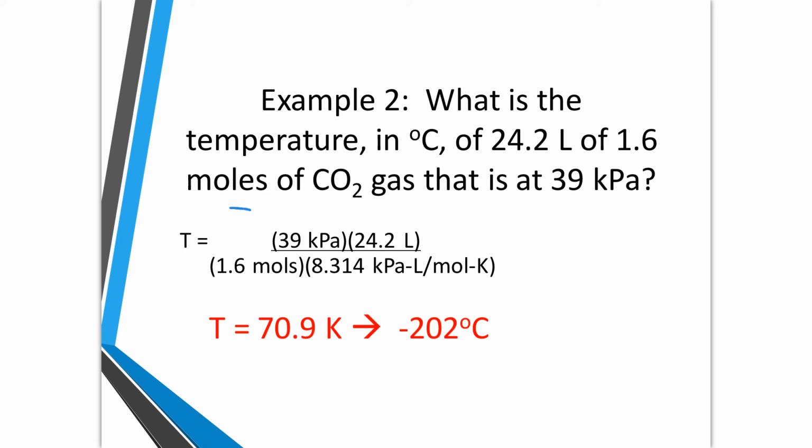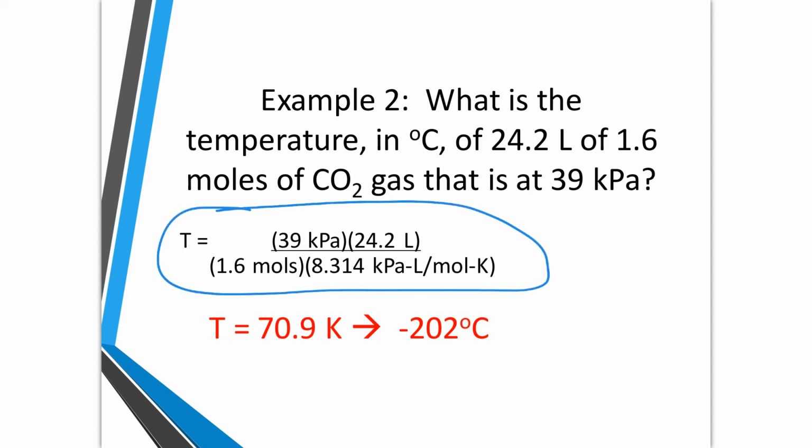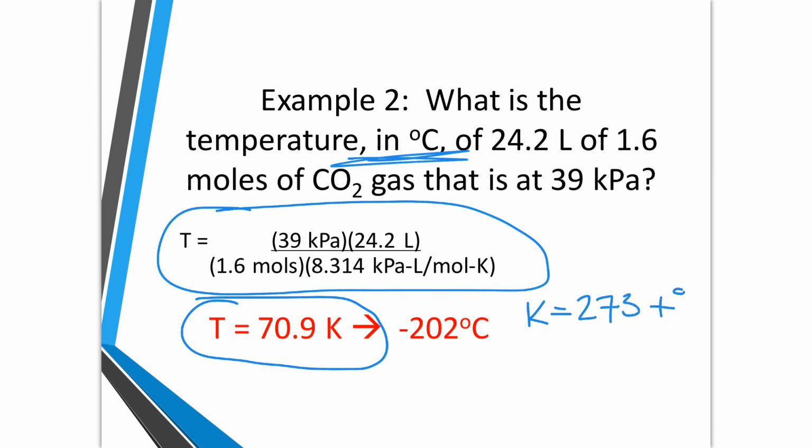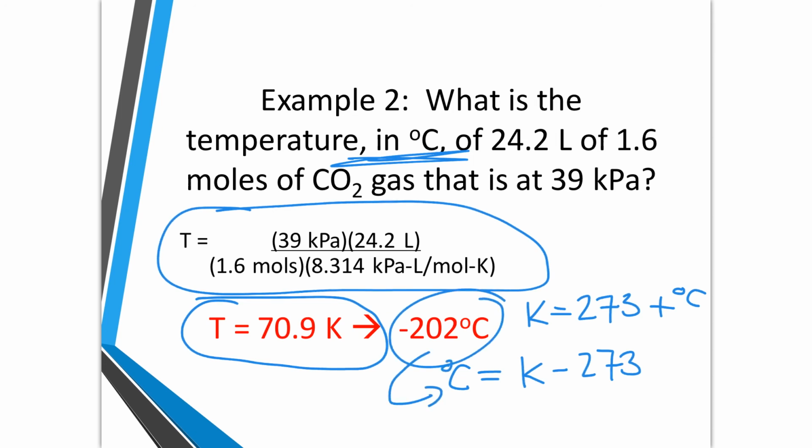Okay, so we put in all the variables, I isolated my T, I solved my equation, and I get this. So T is equal to 70.9 K, and that would be fine if it was asking for the temperature, but it's asking for the temperature in degrees C, so we've got to convert it. Remember that in order to convert, K equals 273 plus degrees C, so C equals K minus 273. When we do that, we get 70.9 minus 273, which gives us this. And that's how we got that.